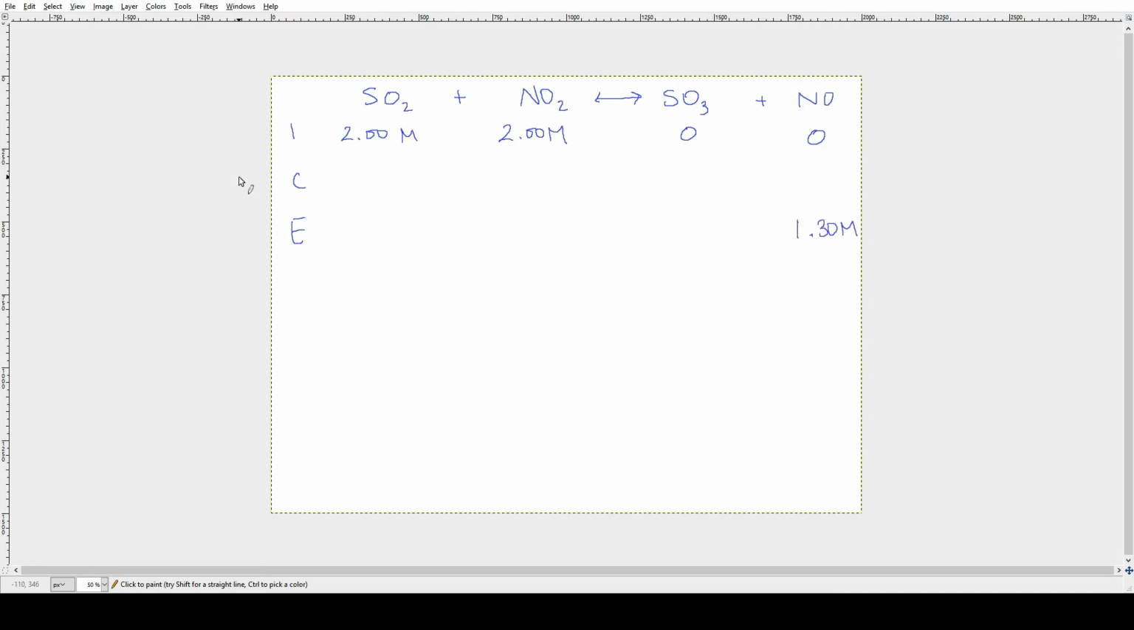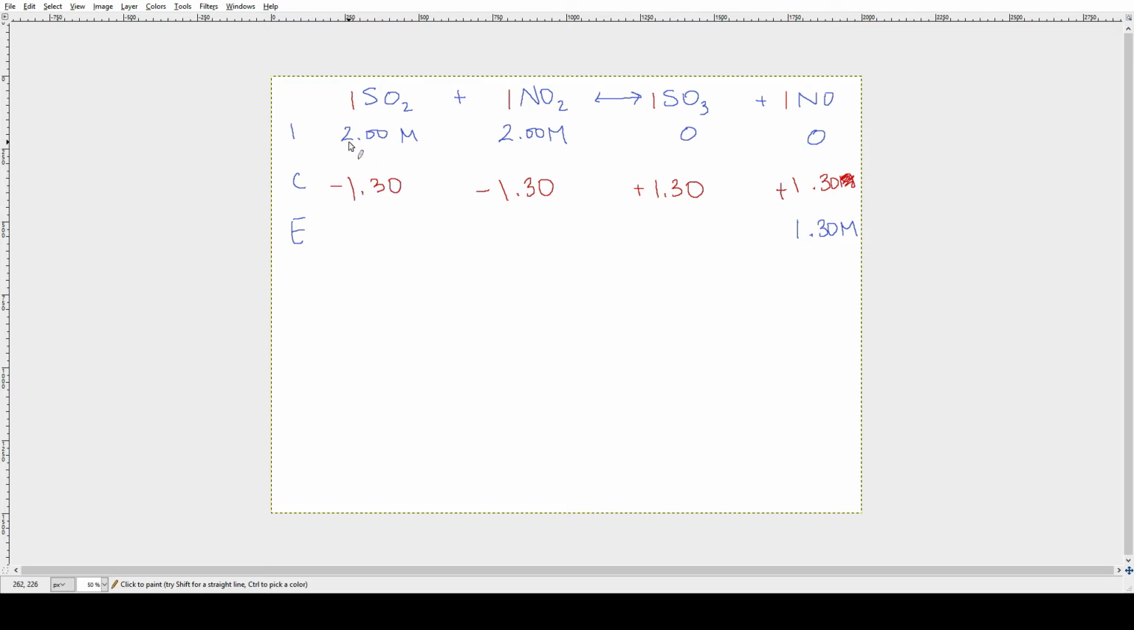So knowing that, these are my givens. In order to go from 0 to 1.3, I must have added 1.3. You need to look at your coefficients in order to figure out the other changes. 1, 1, 1, 1. When they're all 1 like that, all of your numbers will be the same. It's so nice. So I'm going to add 1.30. It's a product, so I'm adding. Here I'm moving over to my reactants. That means I am using them. They're being consumed.